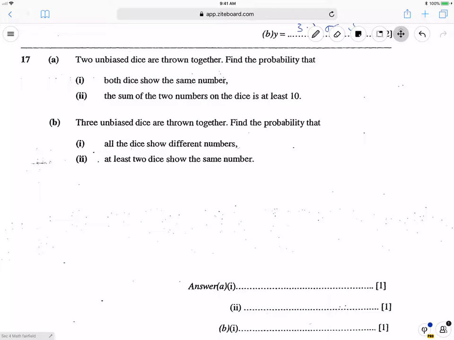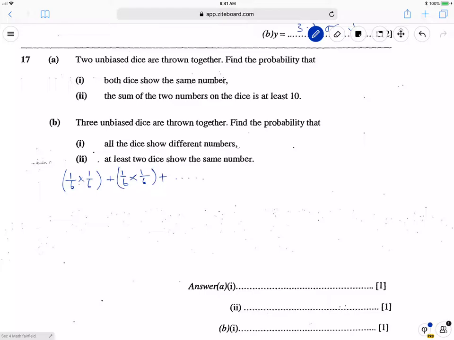Right? Because there are six numbers. So it's 1 and 1, or 2 and 2, or 3 and 3, and so on and so forth. So the calculation should be like that. What's the probability of getting 1 on the first dice? Yep, so it's 1 over 6. 1 and 1, second dice also 1 over 6. Plus 2 and 2, so it's 1 over 6 times 1 over 6, plus.